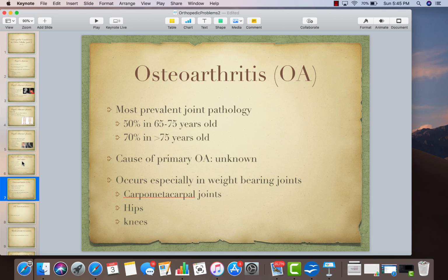With osteoarthritis, that is one of the most prevalent joint pathologies found in about 50% of those 65 to 75 years old, in 70% of those over 75 years old. Primary cause is unknown, or I should say the cause of primary osteoarthritis. When someone has injuries and trauma and they get secondary, then it's more obvious. It occurs in specific joints, typically carpometacarpal, hips, and the knees.